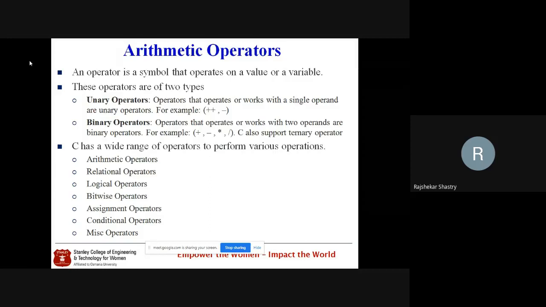In C language, the rich set of operators are all divided into two main categories, but a third category is also there in C language. The two main categories of operators, one of them is what? Unary operators. Unary operator means what? Only one operand and one operator. We apply the operator on only one operand.